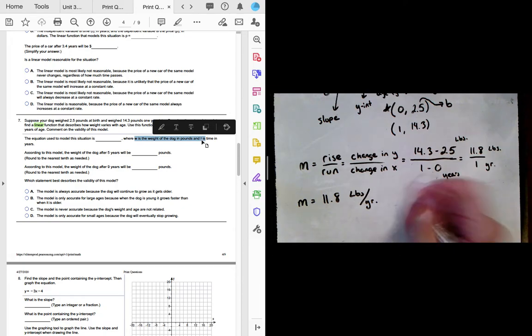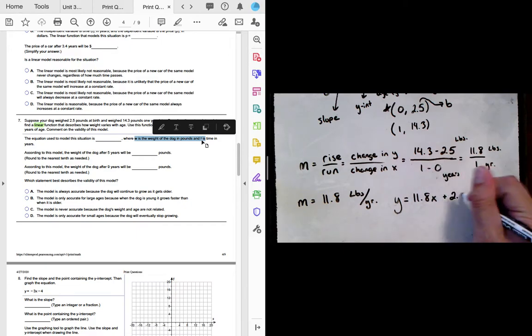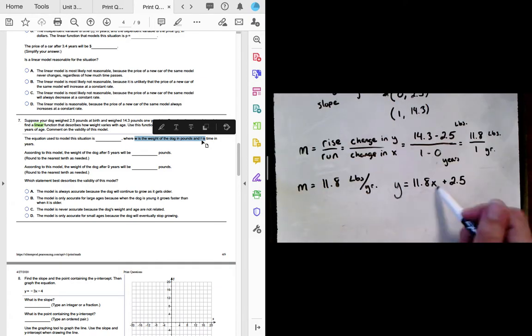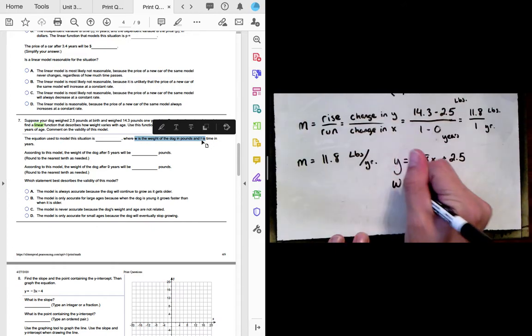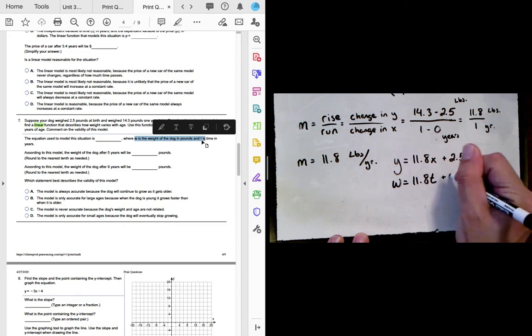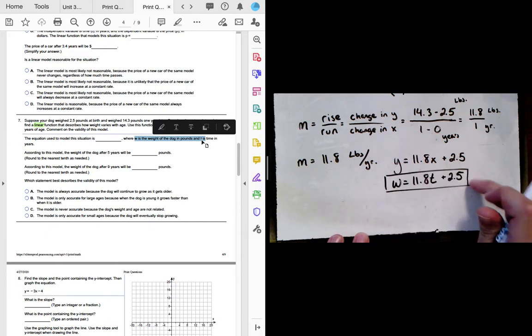They'd rather use T for time than X. So you could start out by writing it as Y equals 11.8x plus 2.5. But for MyMathLab, we want to change that Y and the X to W and T respectively. So the equation that they're looking for is W is equal to 11.8 T plus 2.5. This is our equation that models the growth of the dog for every year that it's alive.